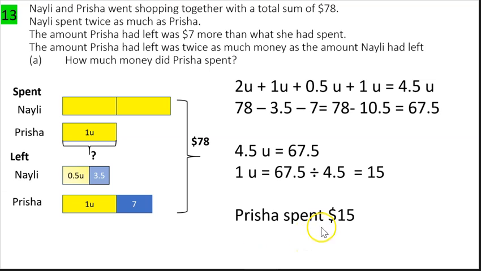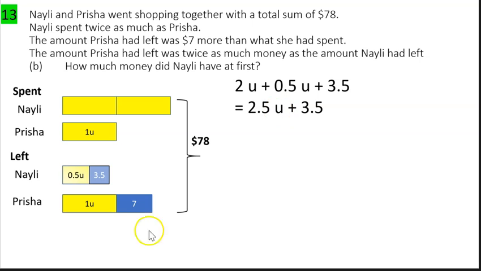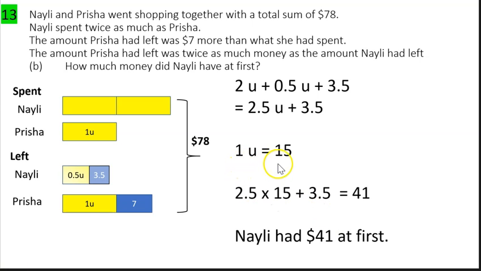So, Prisha spent $15. For part B of the question, we are supposed to find out how much money Nelly had at first. To find out the amount of money that Nelly had at first, we need to add up the amount that she had spent and the amount she had left, which is this: 2U plus 0.5U plus 3.5. Since we know 1U equals 15, we can go on to find out how much Nelly had at first, which is $41.